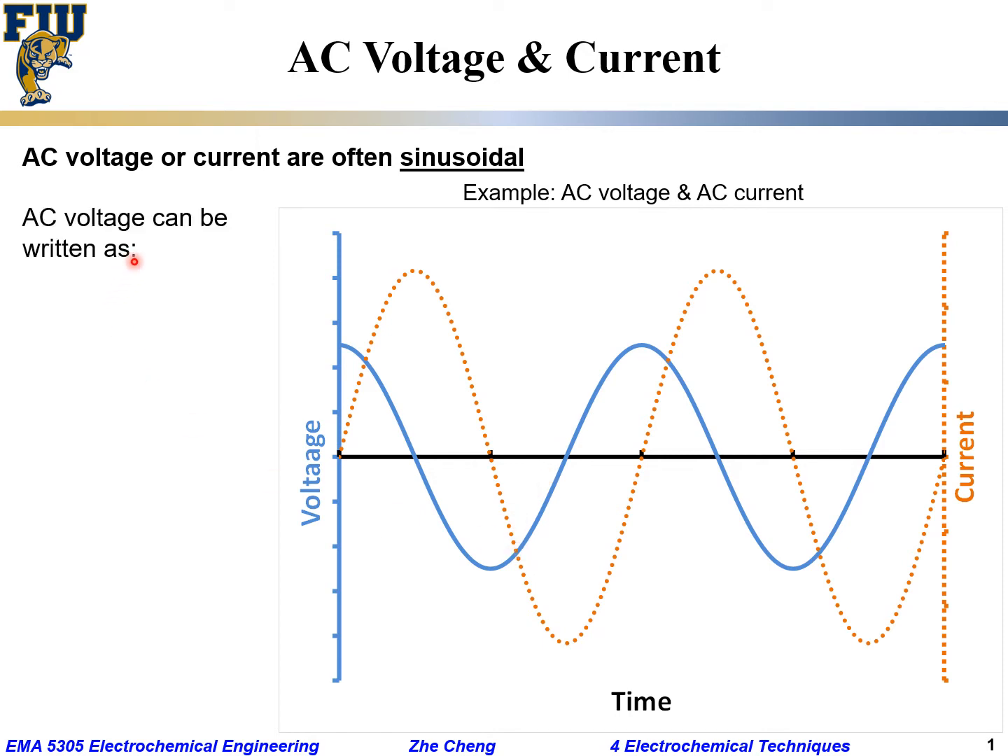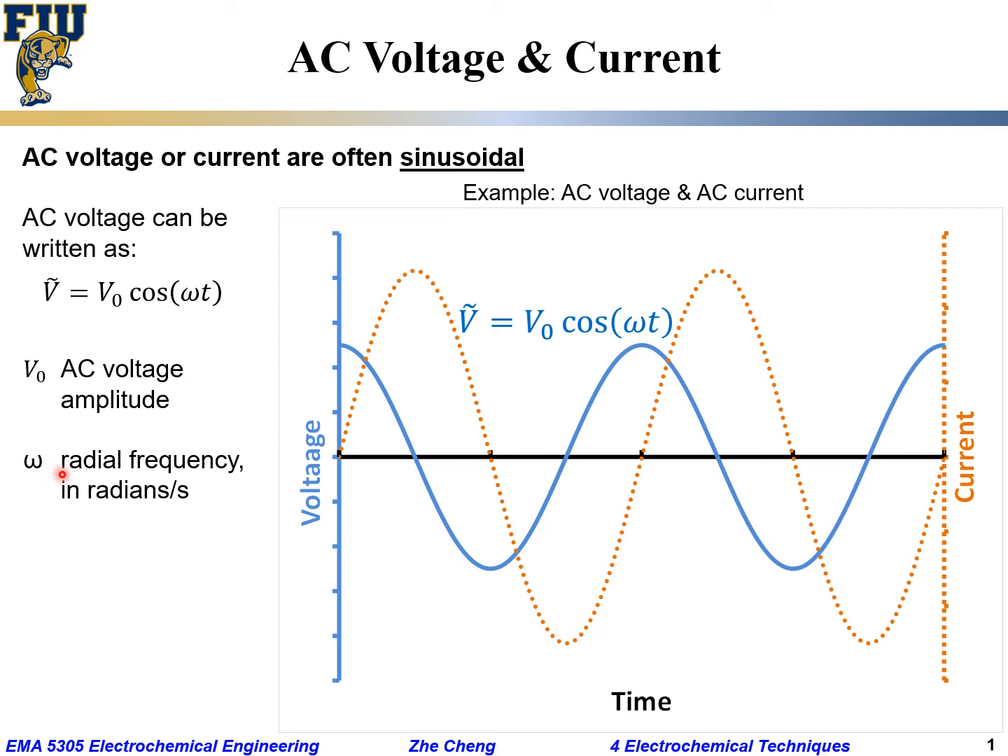And as we learned before, the AC voltage can often be written as V total AC voltage is V0 cosine omega t. V0 times cosine omega t. V0, as we learned before, would be the AC voltage amplitude. The 0 is for amplitude. It is the magnitude of this voltage oscillation.